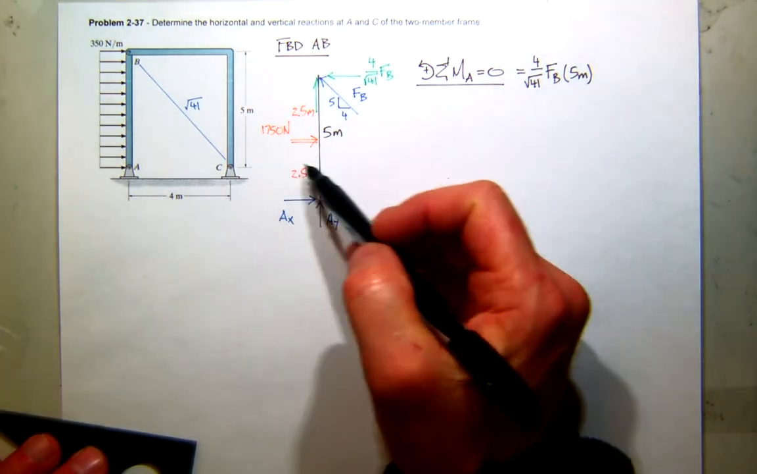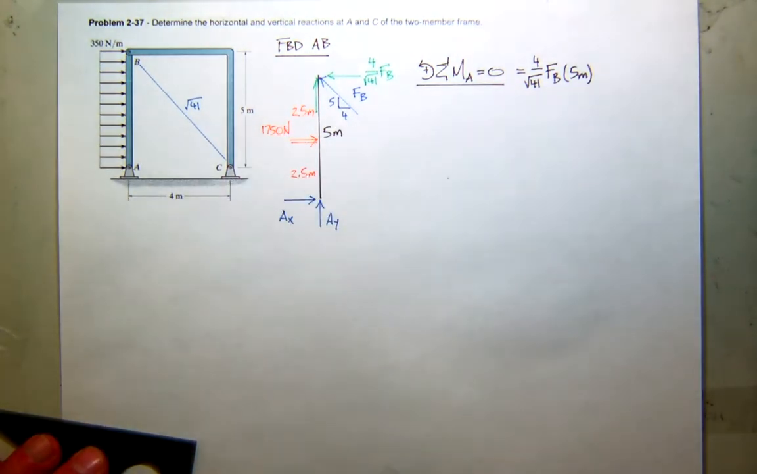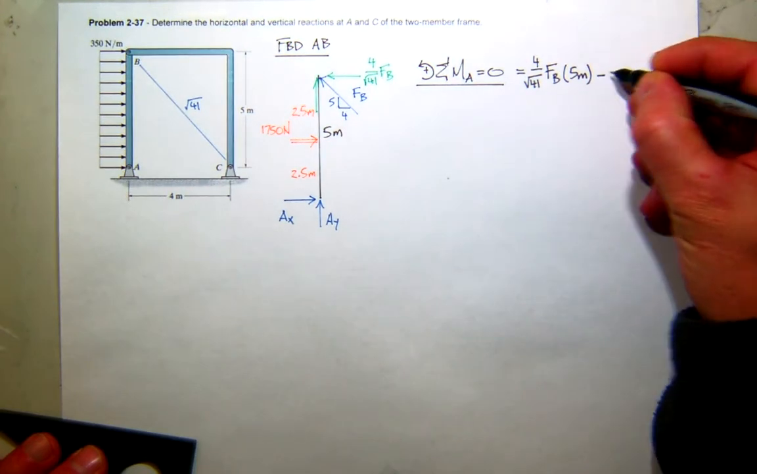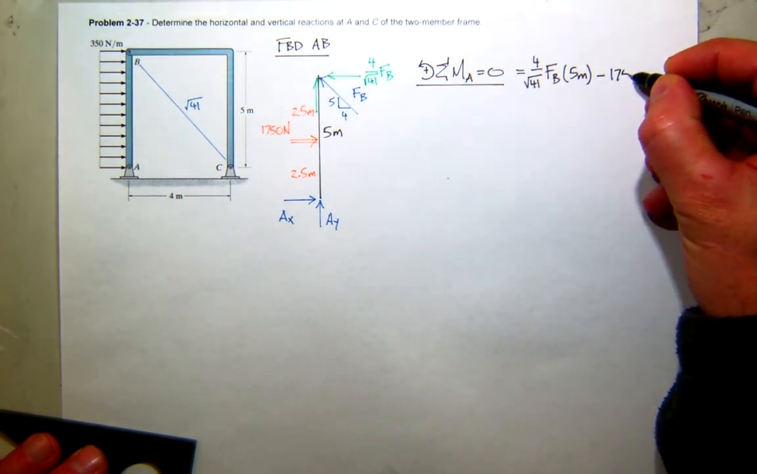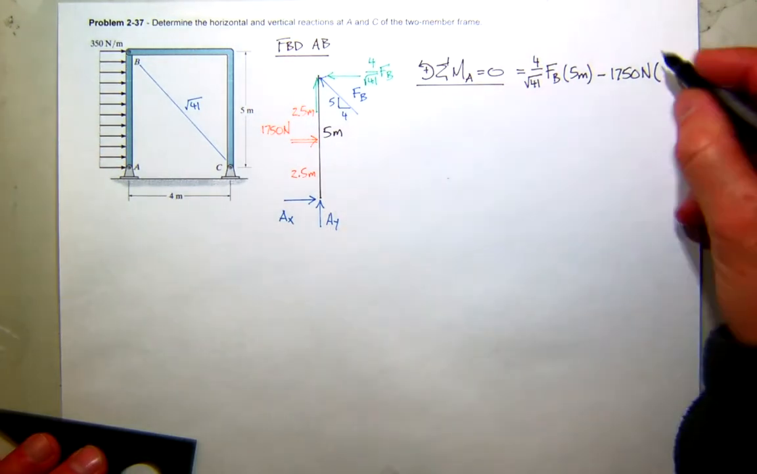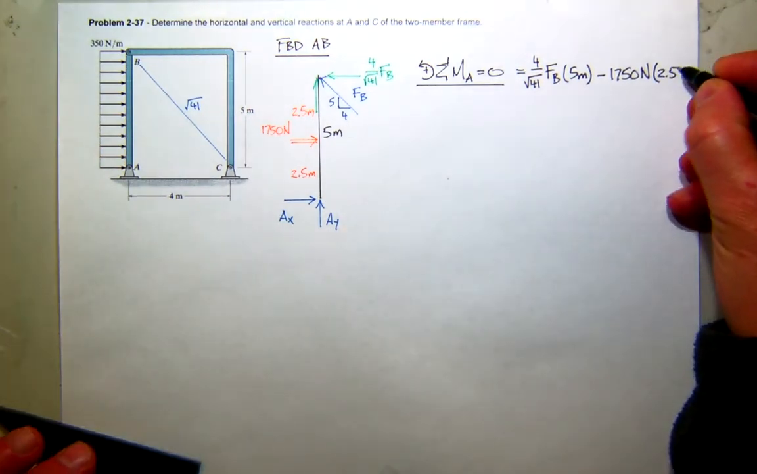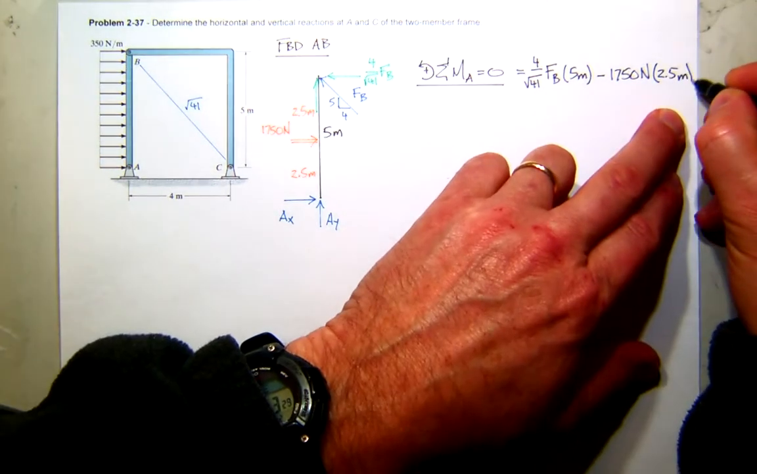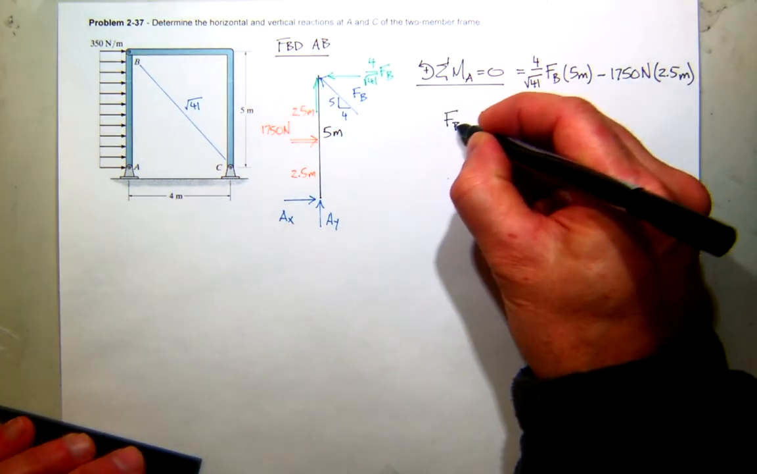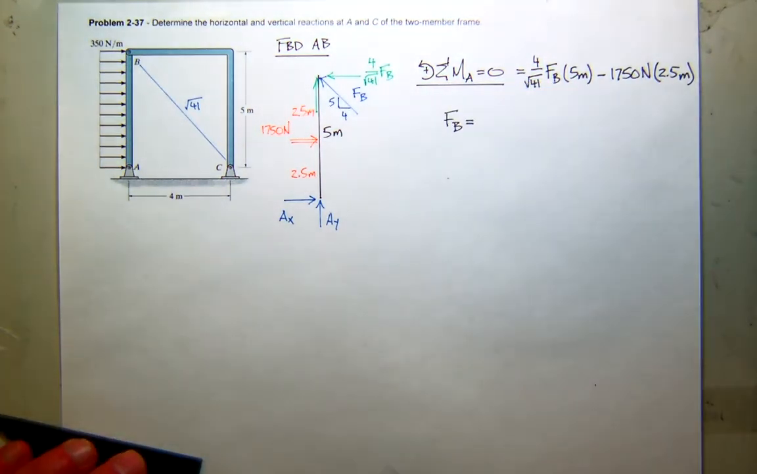And then I'm left with what? Just my force. What kind of moment does this force create about A? Positive or negative? Negative. And the force is 1750 newtons, and the moment arm, as we've already indicated here, is 2.5 meters. So I should be able to solve for the force in B. It looks like it's going to be positive. I don't know what that number is. You guys will have to calculate that for me.